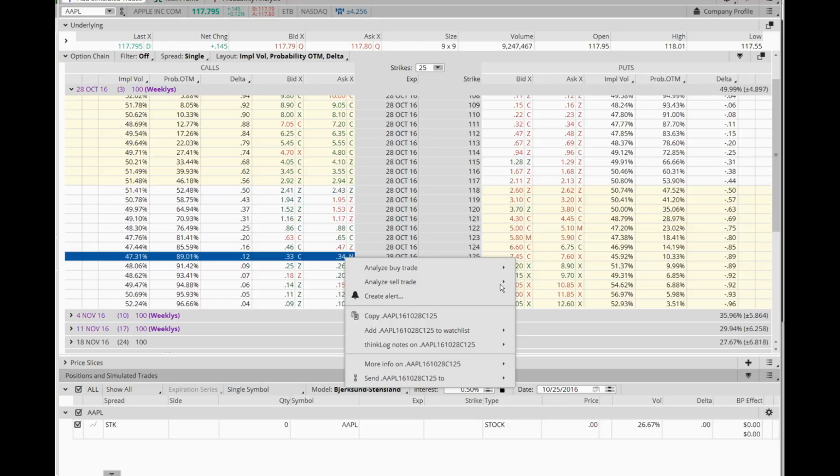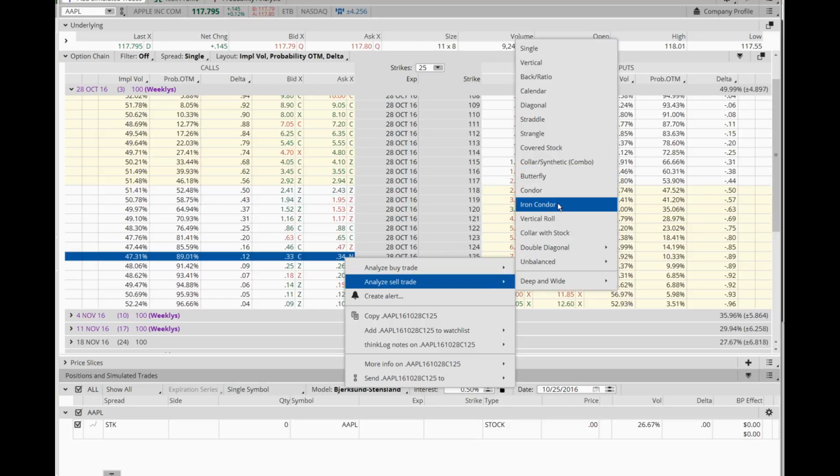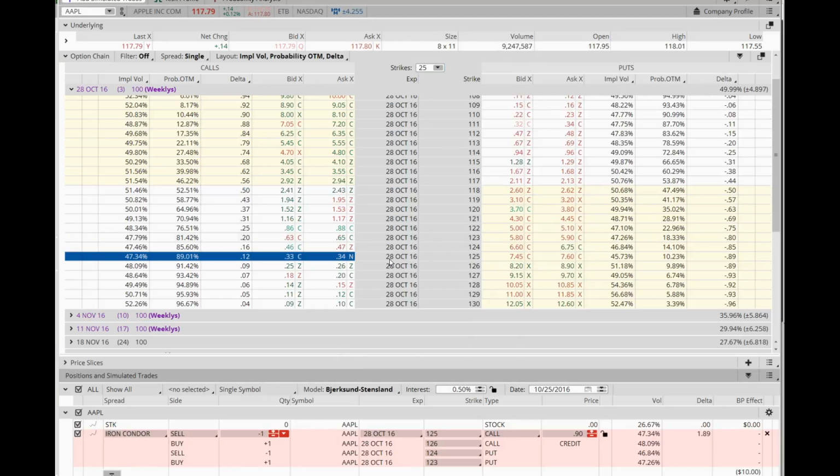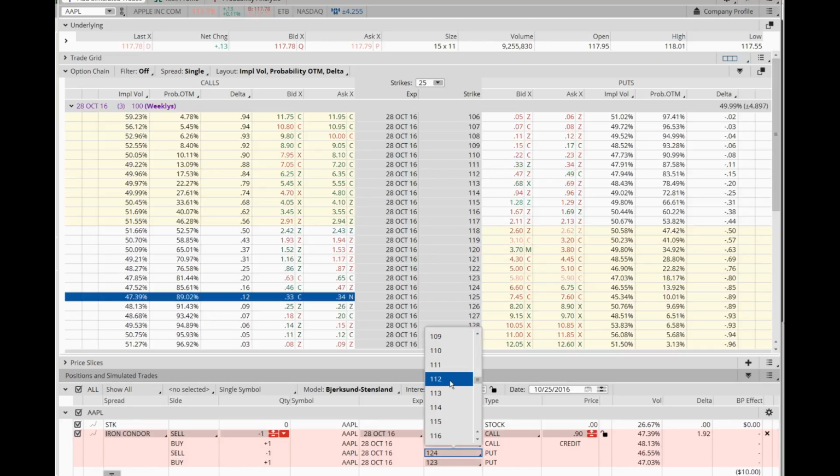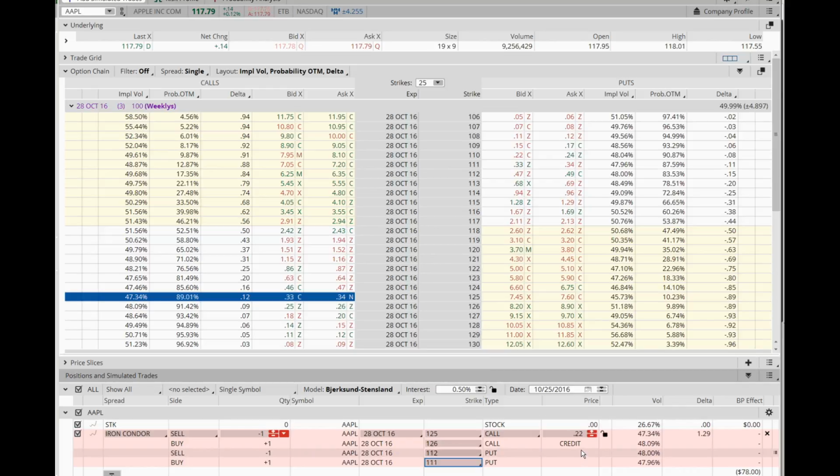Let me show you what I mean by not justifiable. Short 112. You collect 22 cents for $1. To me, it's not worth the risk. I repeat, it's not worth the risk.